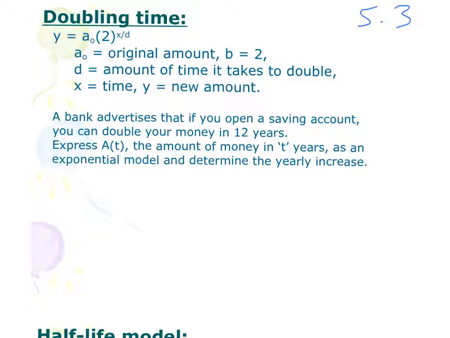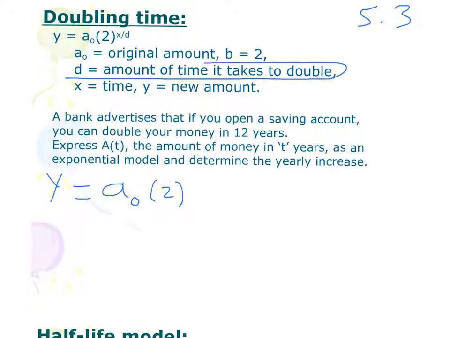Okay, a really common model is doubling time. A lot of variables that we've seen here before. A sub O, that's our original amount. Y is the new amount. We're going to be using the growth rate of 2 because we're talking about doubling. X is our time. That's our variable for time. But the new element is right here. We throw in D, which is the amount of time it takes to double.